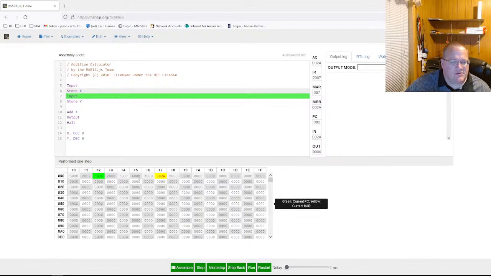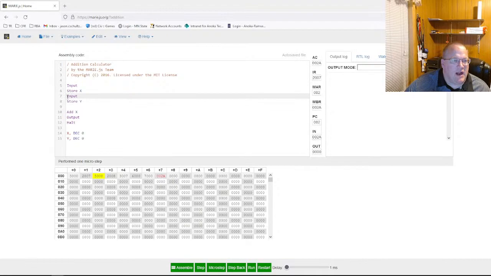X is 0007. There's our MAR telling us where to put it when we did the store. And the MBR is that 2A. So then I micro step again, and now the program counter has moved on to 2. And that is actually the microcode. Okay, so it's converted this into machine code. Then it takes this 5000 and brings that into MBR.